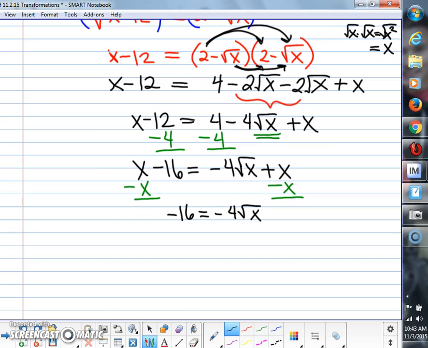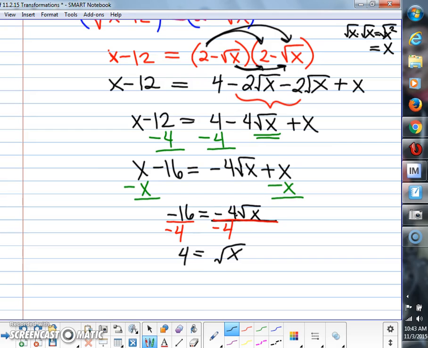Now, because you're multiplying negative 4 times the square root of x, you're going to divide both sides by negative 4. What you do to one side, you have to do to the other side. So now negative 4 divided by negative 4 just becomes a positive 1 square root of x equals, what's negative 16 divided by negative 4? Positive 4. So it says that the square root of x is equal to 4. And now you square it.